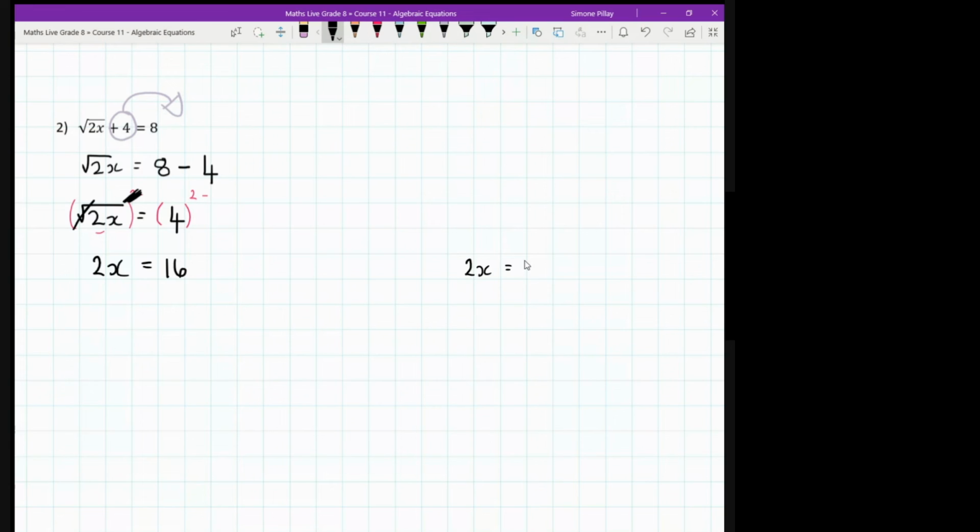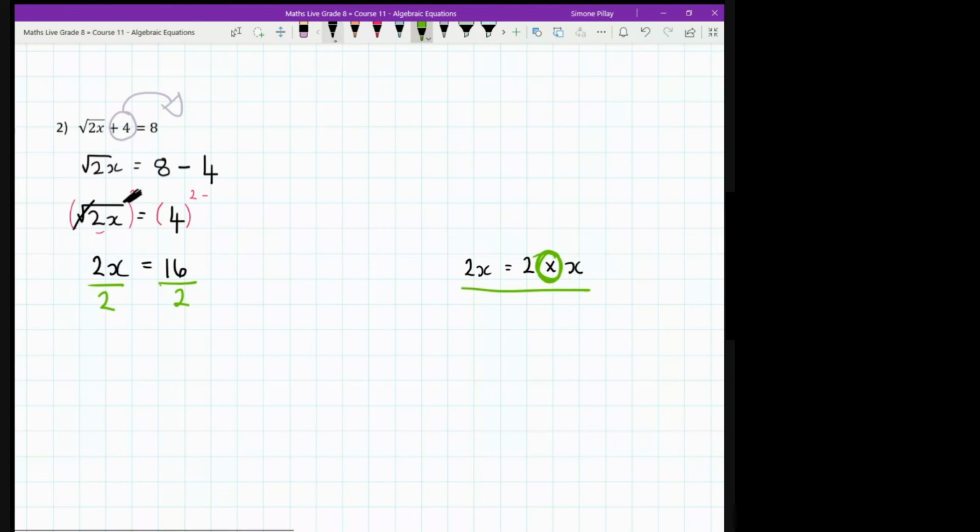I think we divide 16 by 2. Yes. Why are we dividing by 2? Because 2x is 2 times x. 100% what I just did there. Because that means multiplication. To remove the multiplication, we had to divide.